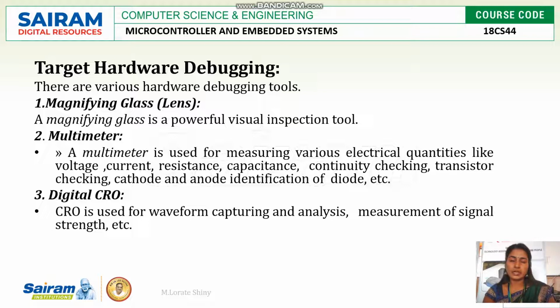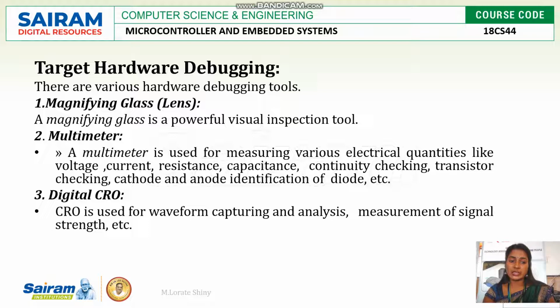Then the multimeter is used for measuring various electrical signals like voltage and current, both AC and DC. Various quantities like resistance, capacitance, transistor checking, and continuity checking can also be done using this. And cathode and anode identification of a diode can also be done using this multimeter.